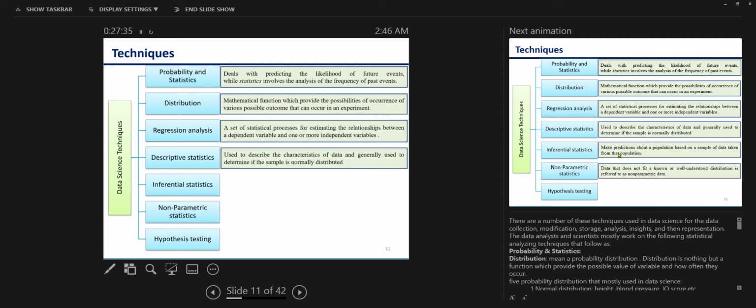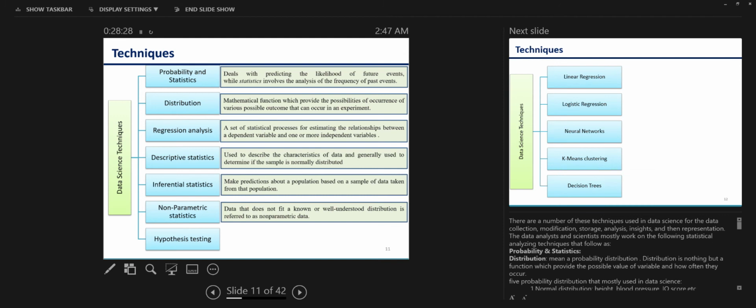And then we have inferential statistics. Inferential statistics makes predictions about a population based on a sample of data taken from the population. The population is a particular specific data set, and from that data set we take samples. For example, to compare descriptive and inferential statistics, suppose we are going to analyze the level of all the students in a particular university. In descriptive statistics, we take some departments' students and analyze those. If we go inferential, we go for the whole population of a particular field to get that information. So that is inferential.